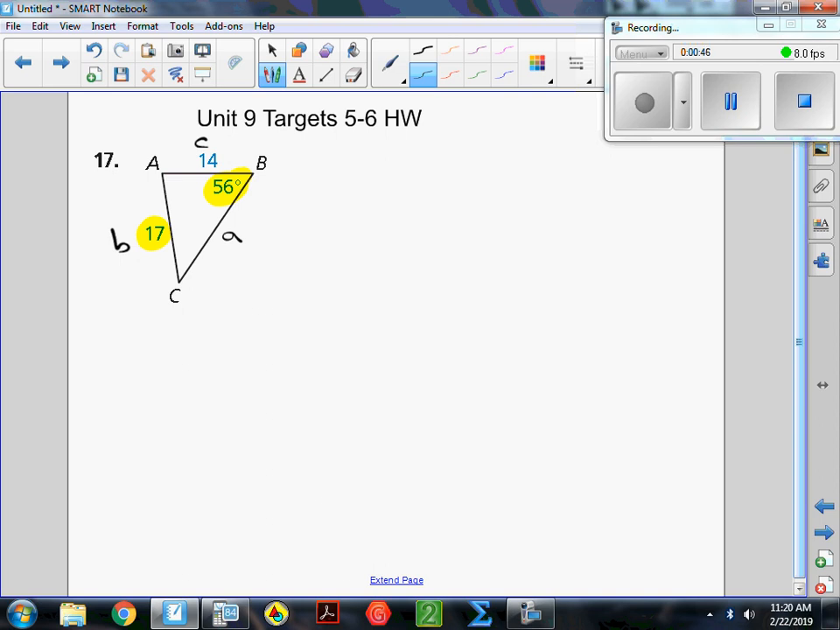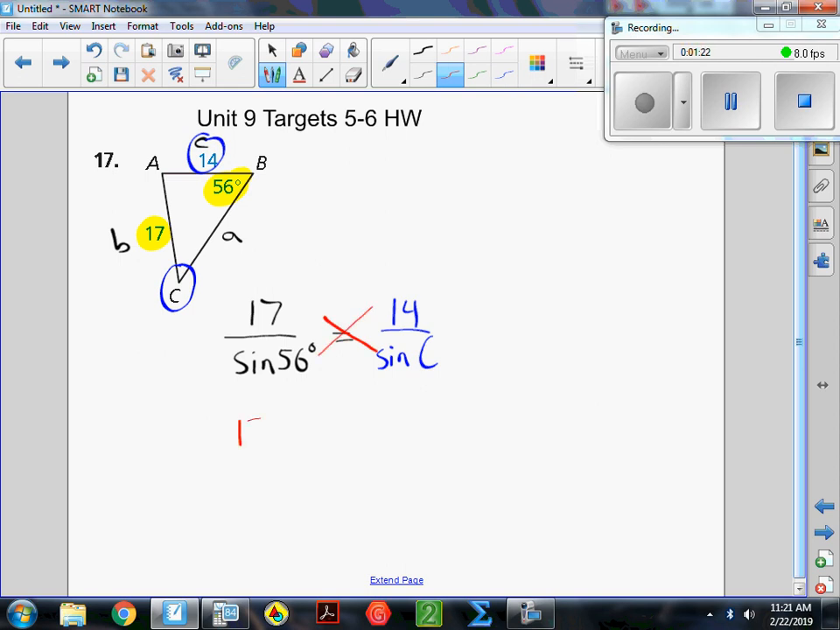I'm going to start with 17 over sine of 56 degrees. So the side length divided by the sine of the angle opposite. And let's use that to work with C. So 17 over sine 56 is going to equal 14 over sine of angle C. This one's a little bit different than the previous two problems because I'm finding an angle measure. So we'll see what that looks like. We still solve the same way using proportions.